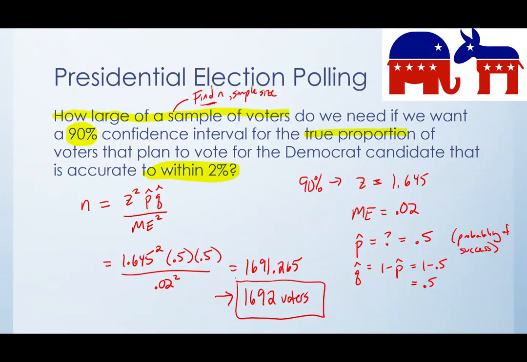Because if we round down, our margin of error might be a little bit too big, right? Might be a little over 2%. It's okay to be smaller than 2%. We really don't want to be over 2%. So we are going to sample 1,692 voters.